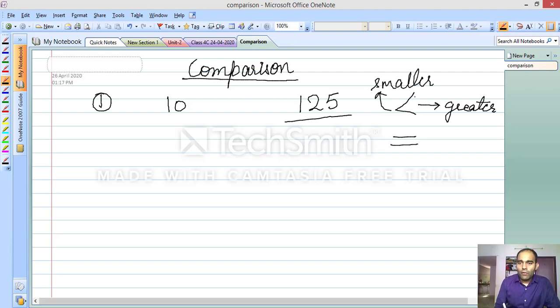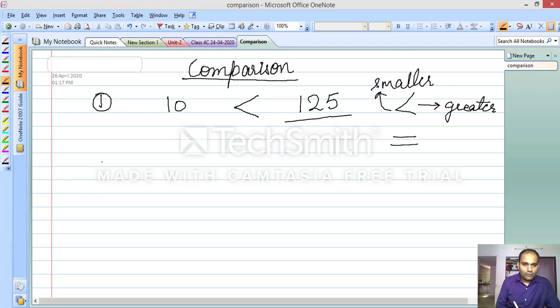Okay, the mouth will open on the greater number. This symbol's mouth will open on the greater number. The mouth should be opened at the side of the greater number. If the numbers are equal, we will use the equal sign. Okay, here you know this number is greater. So the mouth should be open on the greater number side and this corner should be at the lesser number side.